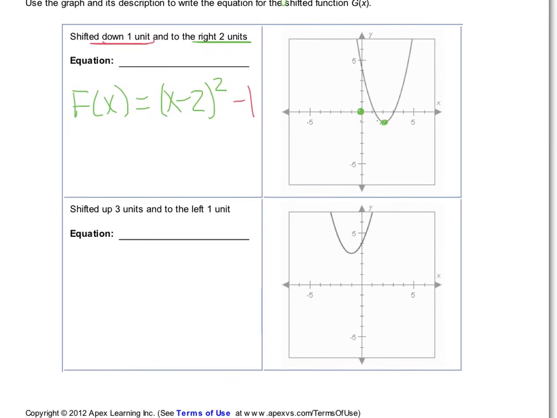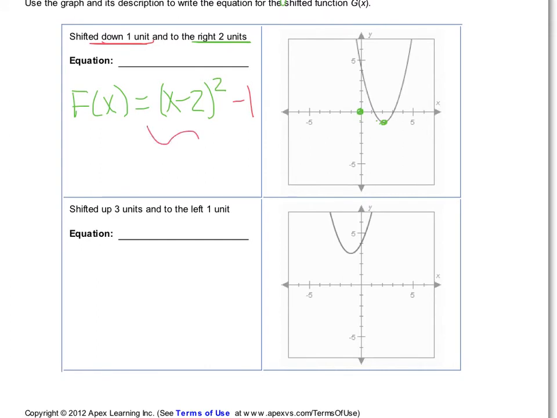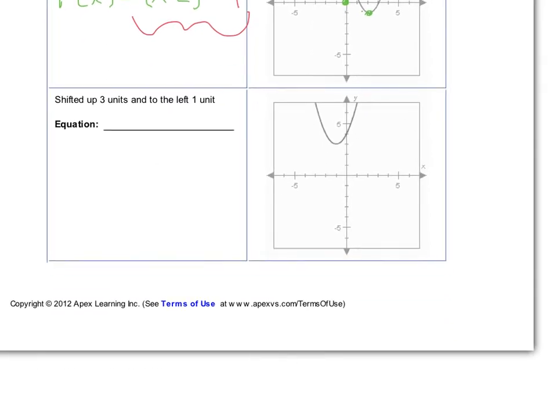And if you want to, go ahead and check this. Graph this in your calculator and see that it really does look like the graph on the right. So the next one tells us that it was shifted up 3 units and to the left 1 unit, and that's where the new vertex would be.